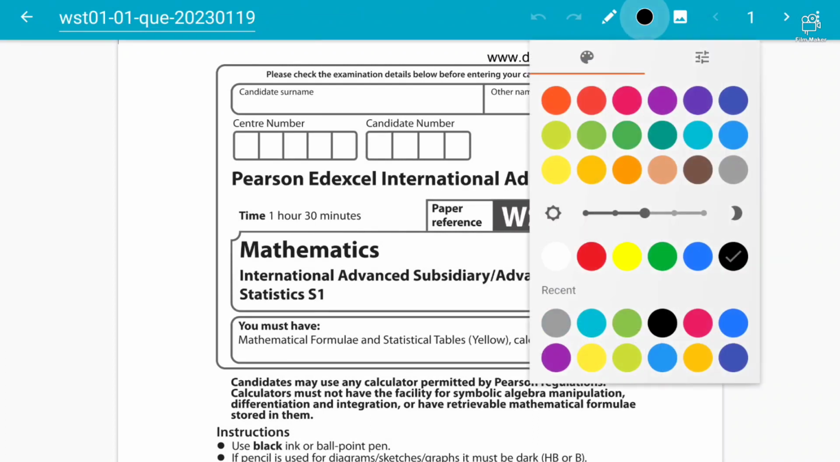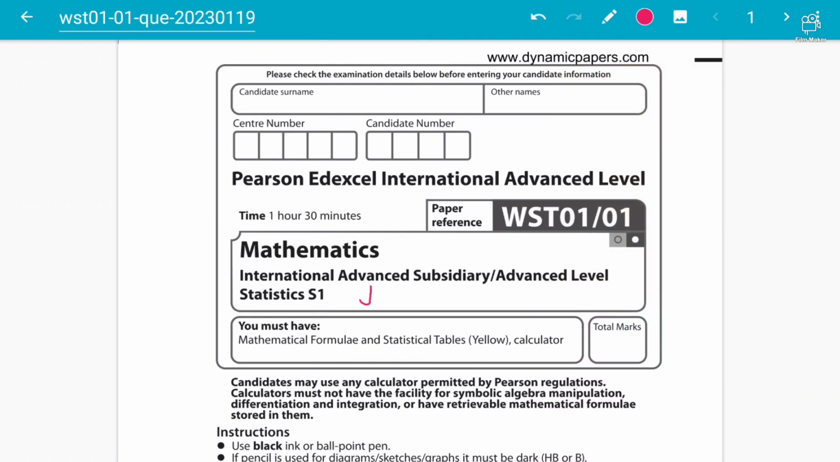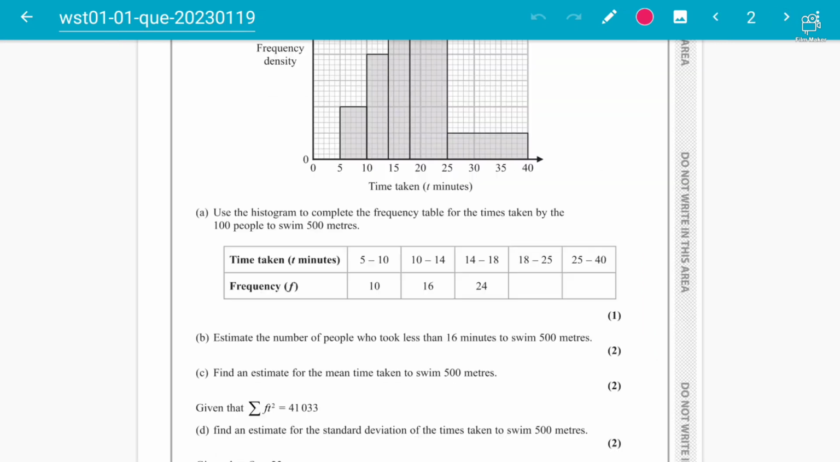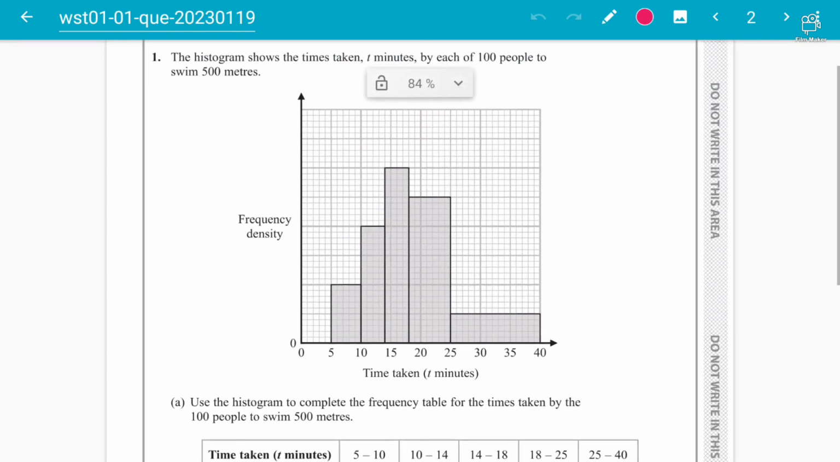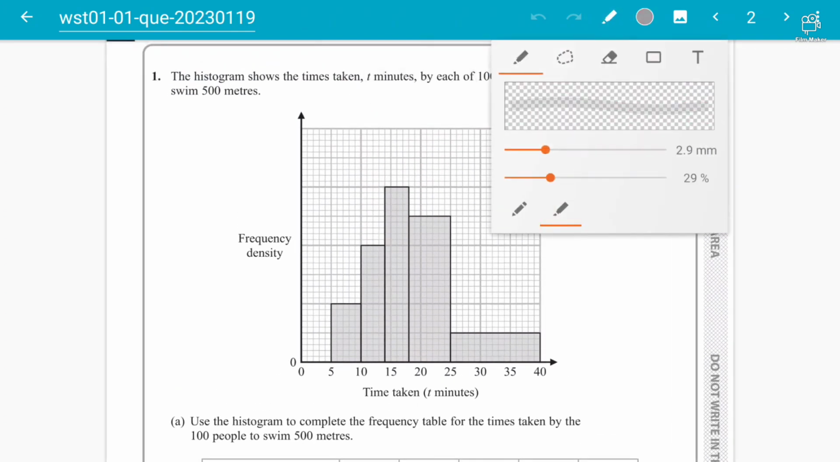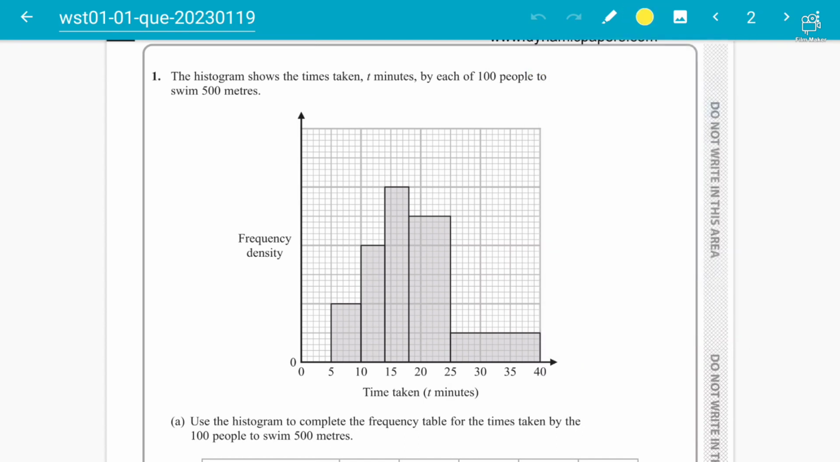Today we are going to solve the most recent Statistics paper of Pearson Edexcel, January 2023, WST01. That is the International Advanced Level Pearson Edexcel Statistics 1. Let's start with question number 1, and the video will be in two parts. There are 6 questions: 1, 2, 3 now, and 4, 5, 6 a bit later.